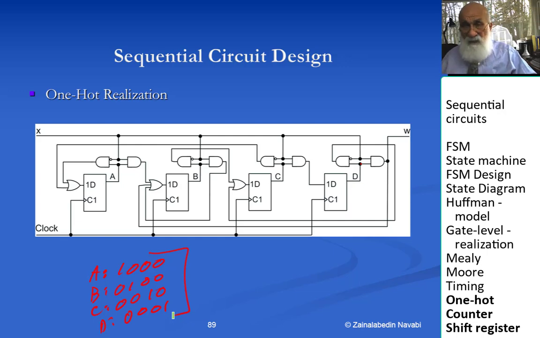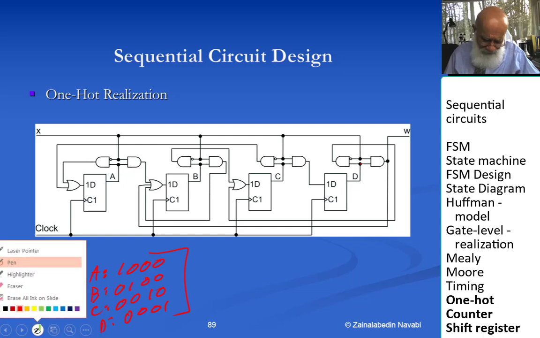Okay, much less logic, but then more flip-flops, but then much easier to implement than that. But then the requirement is that you have to have some kind of resetting so that you start with 1 on the first flip-flop and 0 on the rest of the flip-flops. Otherwise the circuit is not going to move if they're all set to all zeros.